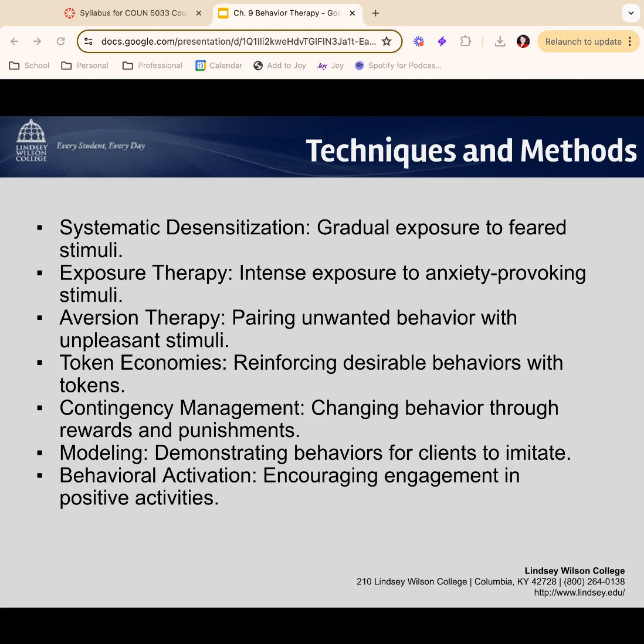Then you have modeling. Therapists demonstrate desired behaviors for clients to observe and imitate. Particularly, this is useful in teaching new skills or social behaviors. And then you have behavioral activation. This is used primarily in treating depression. Behavioral activation encourages individuals to engage in pleasurable and meaningful activities to improve mood and motivation.